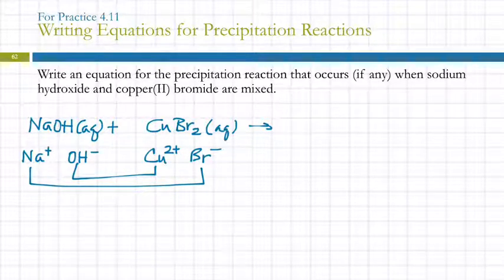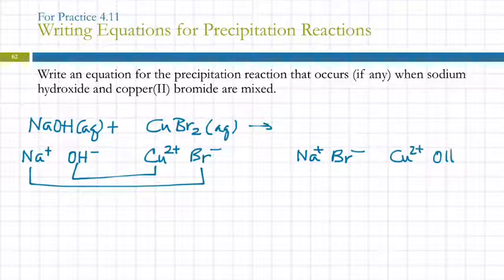So let's put sodium here. Sodium with bromide and copper 2 with hydroxide. And then you go to the table of the solubility rules. At some point you need to have that table in your head. So we go down the list. Sodium compounds always soluble. So that's soluble.